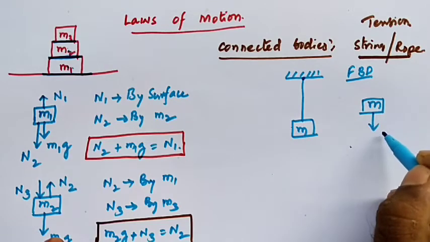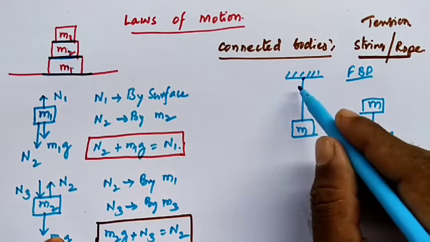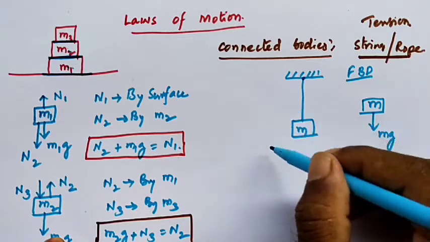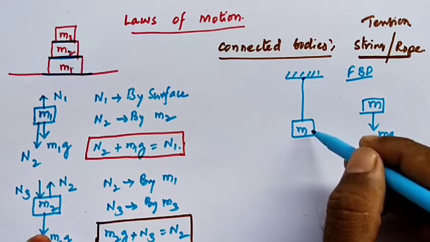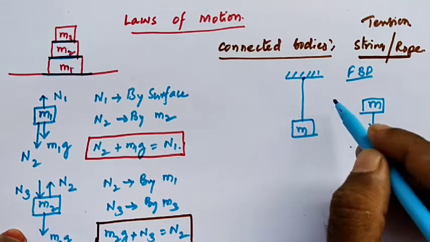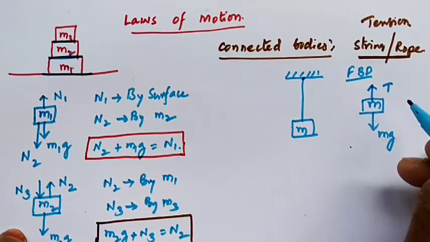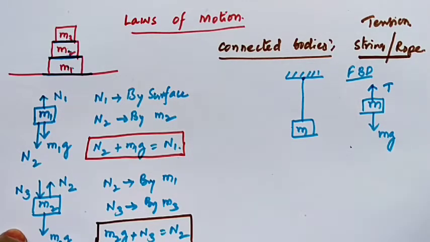One is the weight of the body, the gravitational force. Second, there is no surface in contact with it, so there is no normal force. The only other thing is the string. A string always pulls the body, so tension will be acting in the upward direction.